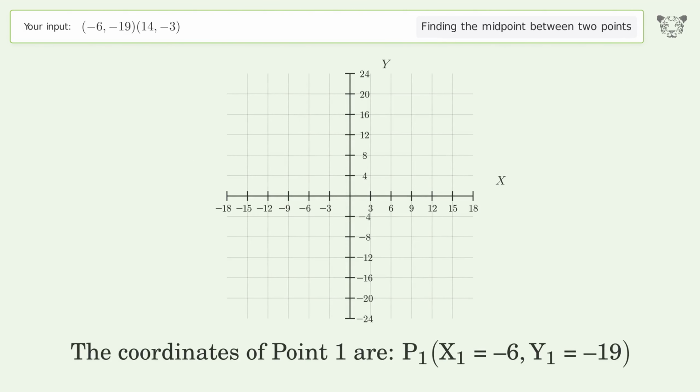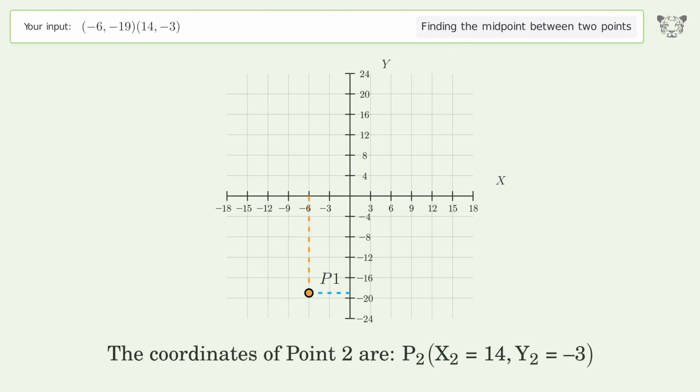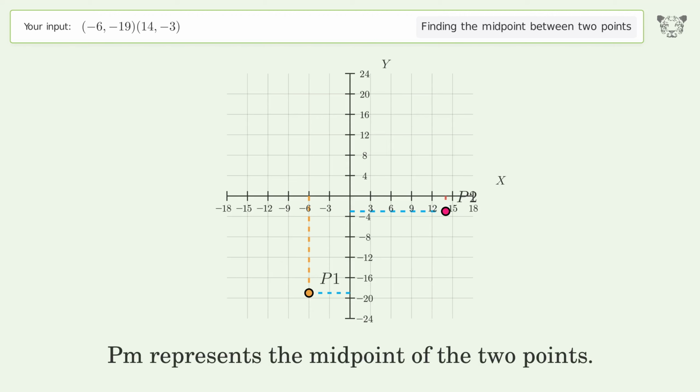The coordinates of point 1 are x1 equals -6, y1 equals -19. The coordinates of point 2 are x2 equals 14, y2 equals -3. PM represents the midpoint of the 2 points.